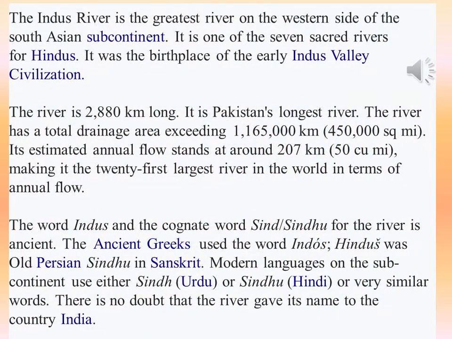The Indus River is the greatest river on the western side of the South Asian subcontinent. It is one of the seven sacred rivers of Hindus. It was the birthplace of the early Indus Valley civilization. The river is 2,880 kilometers long. It's Pakistan's longest river. The river has a total drainage area of 11,65,000 kilometers and it is the 25th largest river in the world in terms of annual flow.